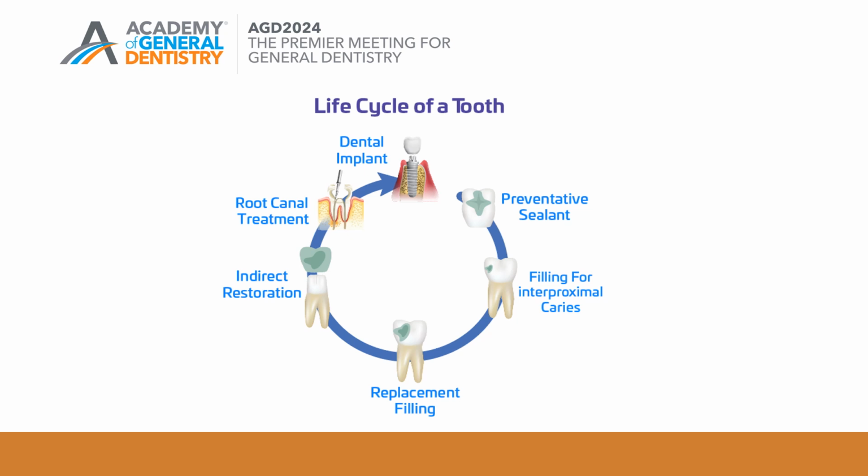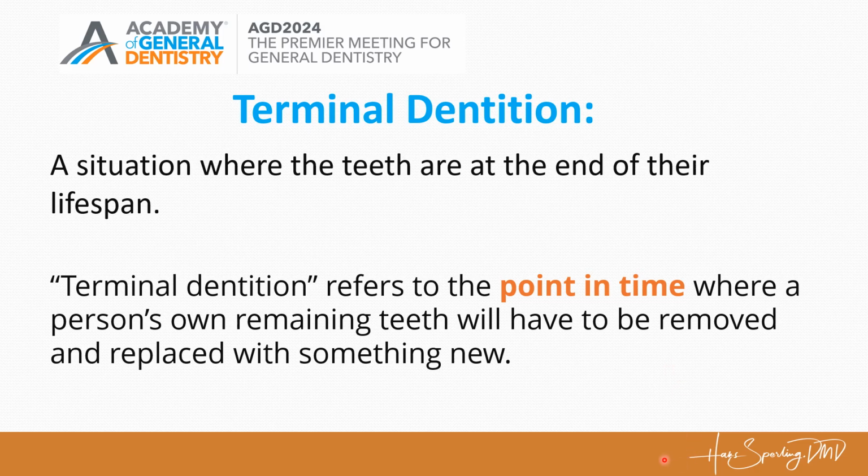We're all too familiar with the life cycle of a tooth, and we know that we start with the dental sealant, maybe an interproximal caries, we replace the filling, an indirect restoration, ending up in a root canal, then we end up with dental implants. Terminal dentition is a situation where the teeth are at the end of their lifespan. Terminal dentition refers to the point in time where a person's own remaining teeth will have to be removed and replaced by something new. It is a rather subjective term depending on each dentist's philosophy of treatment.